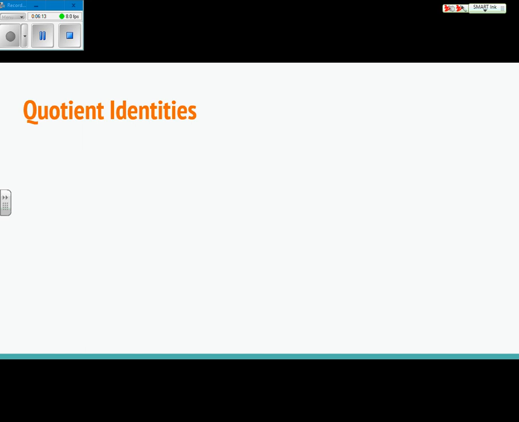Oh, there's 2 more identities that fall under quotient identities. Both of these are going to help me get my hands on tangent theta and cotangent theta.